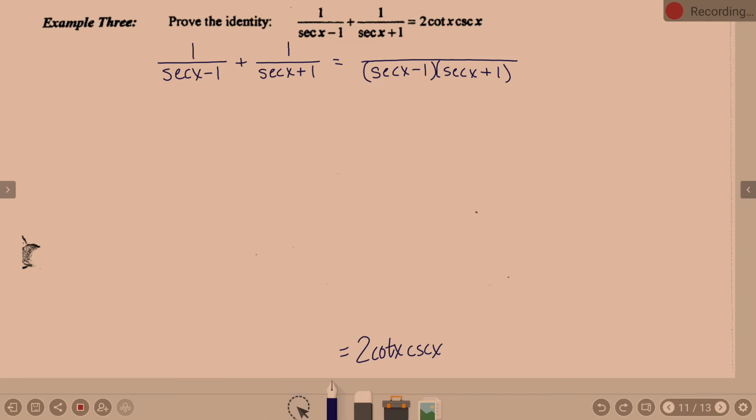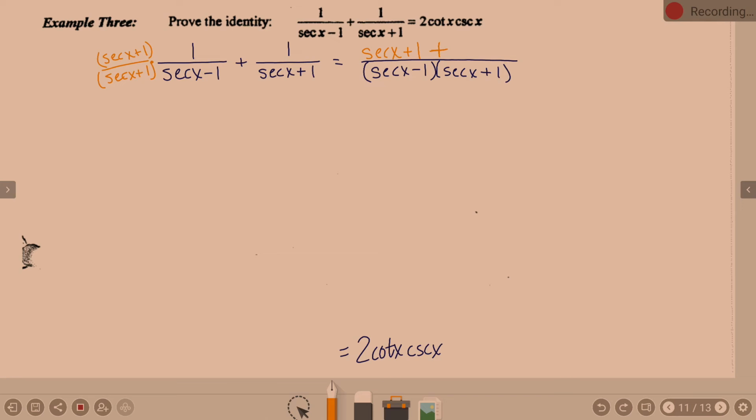Now, what is my first fraction missing? My first fraction is missing secant x plus 1. So we're going to multiply top and bottom by secant x plus 1. What is secant x plus 1 times 1? Secant x plus 1. And then notice I'm going to go ahead and put these together as one fraction, right?